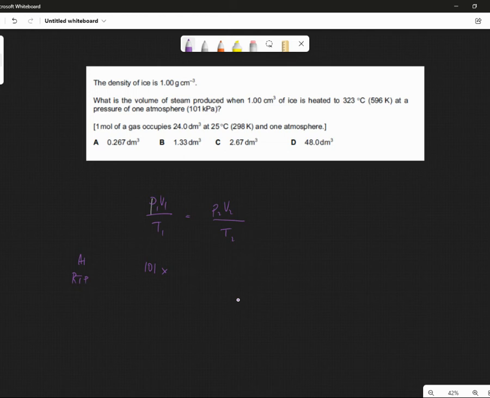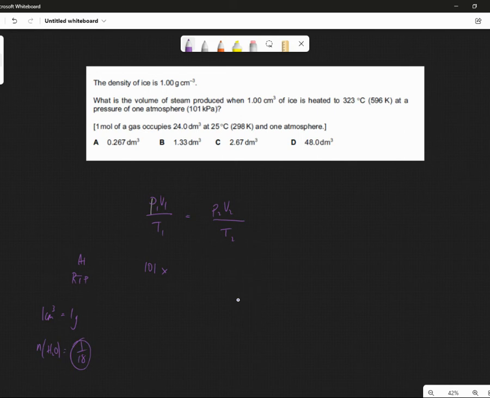Okay, so 1 centimeter cubed of ice, so I've messed this up overnight, but 1 centimeter cubed of ice is 1 gram of ice, yes? Now, the number of moles of ice, therefore, is 1 over 18, isn't it? Oh, that's not right. I put that in the wrong way around. So the number of moles of water I should say, is 1 over 18.